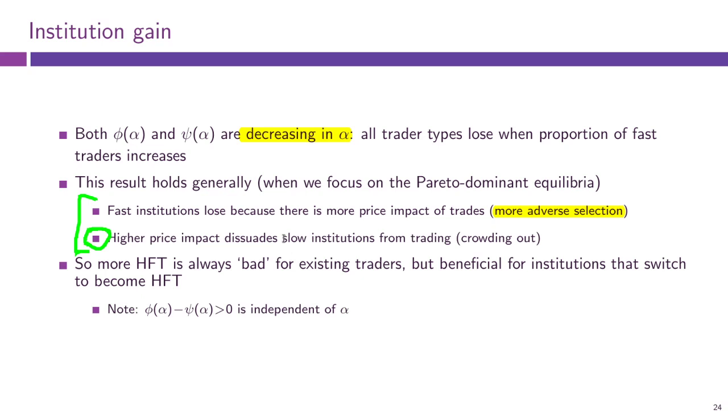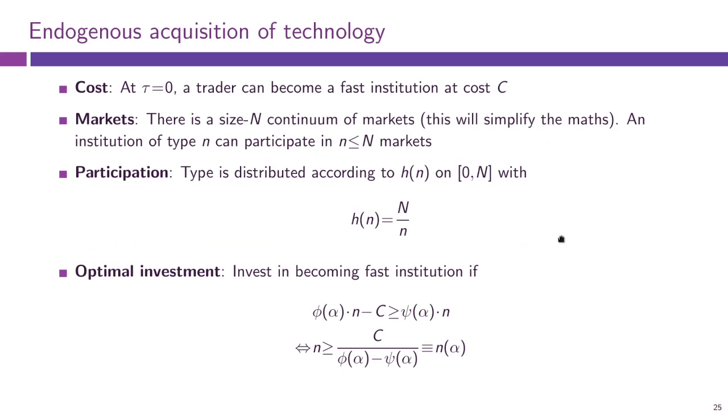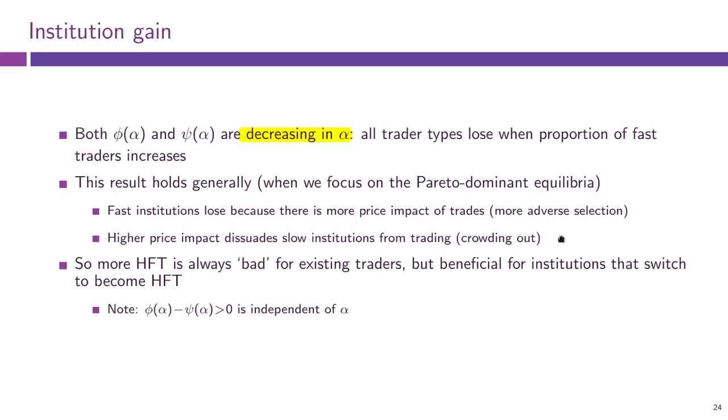So once again, it leads to more adverse selection in the market, but now not due to more informed traders, but to fewer uninformed traders, a crowding out of uninformed traders. Okay, moving on.